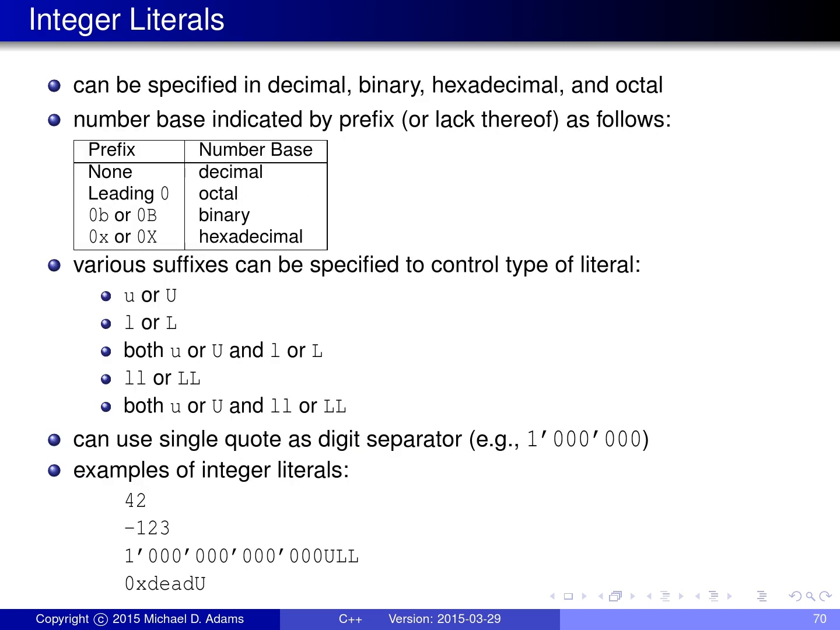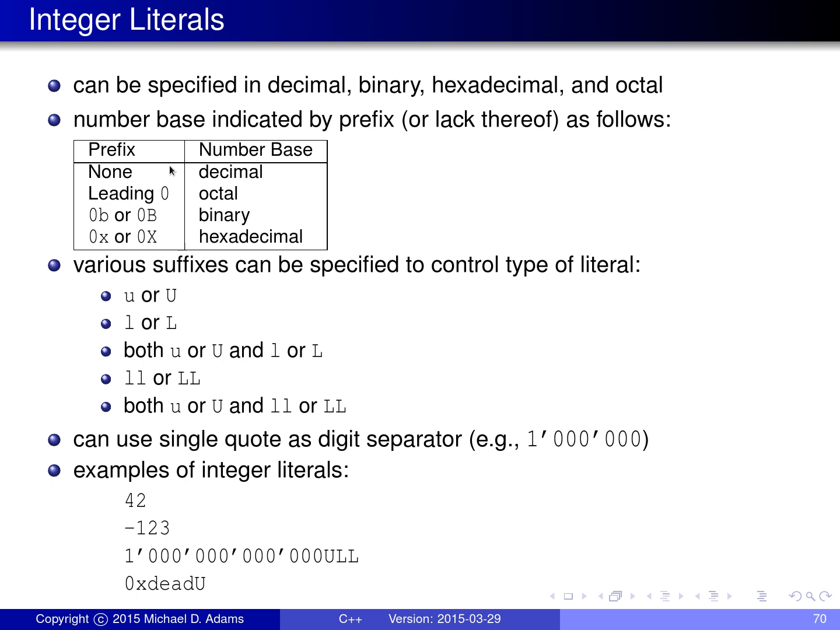In C++, integer literals can be specified in a variety of number bases, including decimal, in other words base 10, binary, which is base 2, hexadecimal, base 16, and octal, which is base 8. And the particular number base that's used is indicated by a prefix or a lack of any prefix being present on the actual integer literal.